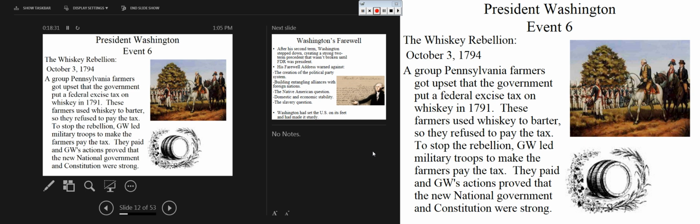Event six, the Whiskey Rebellion. Are you all familiar with what an excise tax is? An excise tax? It's kind of like a sales tax on a commodity. So there's an excise tax that you all pay, or your parents pay all the time, and we really don't pay attention to.